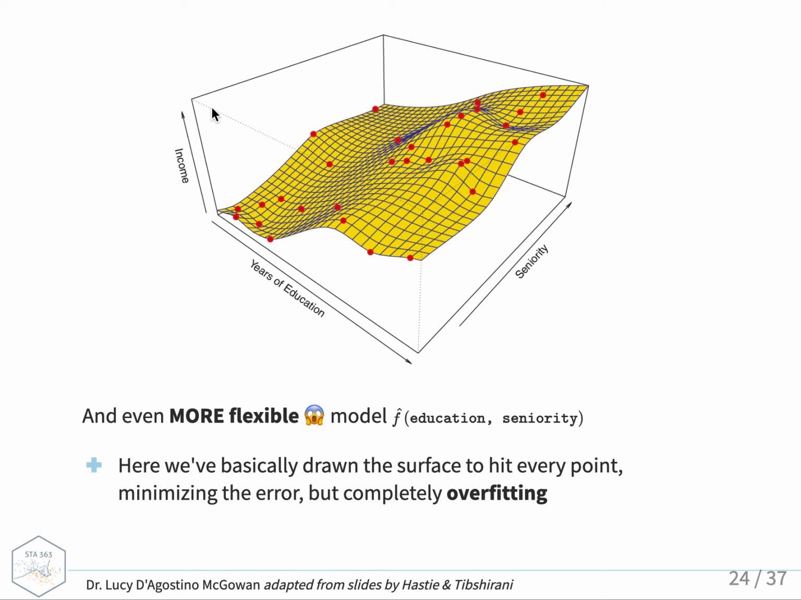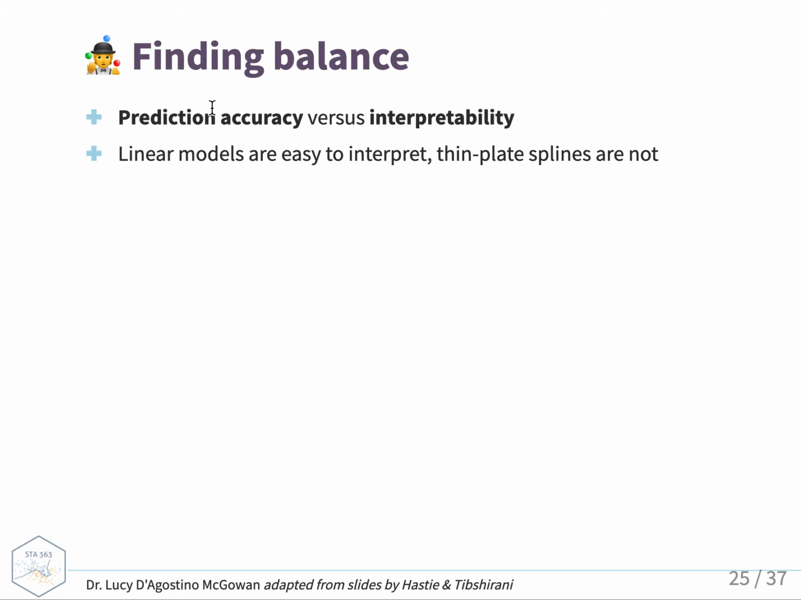And here's an even more flexible version. So here I've basically drawn the surface to hit every single one of these red points. And so that's going to fully minimize the error, as in if I look at any of these single points and I try to calculate the error between my f, the function that I've chosen, and these points, that error is going to be 0. But I'm completely overfitting when I'm doing this. And so what you want to do is basically find a balance between that.